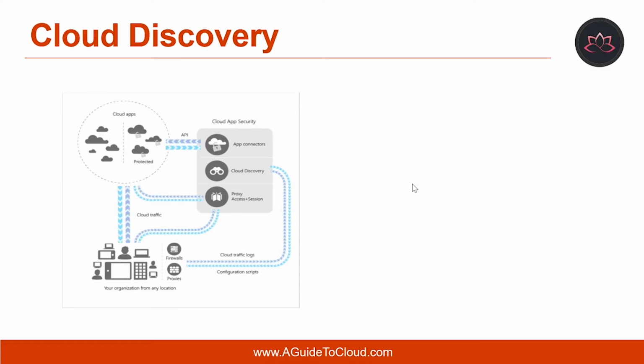First, let's understand what are app connectors. App connectors use APIs from cloud app providers to integrate the cloud app security with other cloud apps. App connectors extend control and protection. They also provide you with access to information directly from cloud apps for cloud app security analytics.